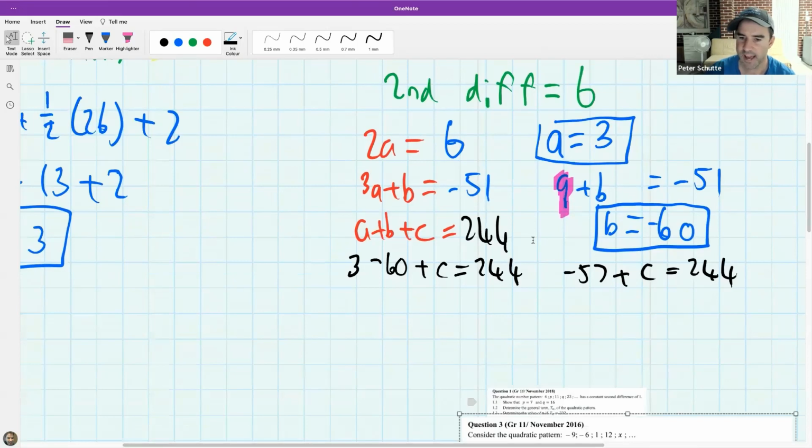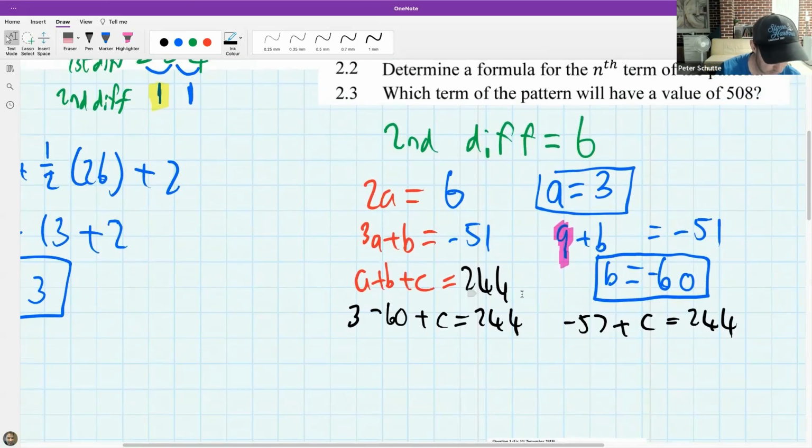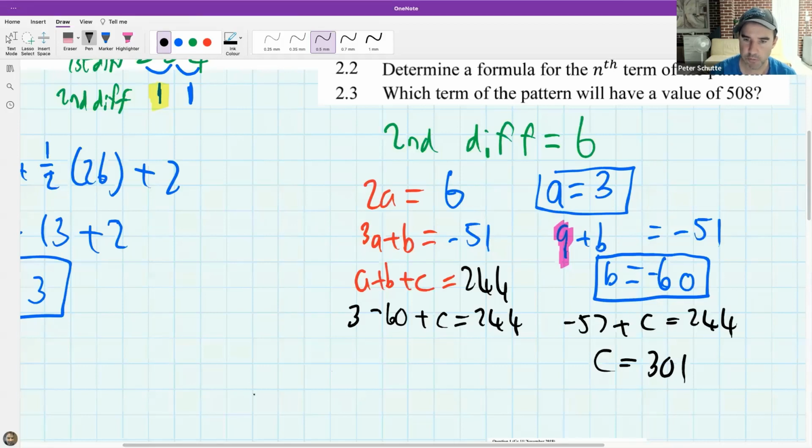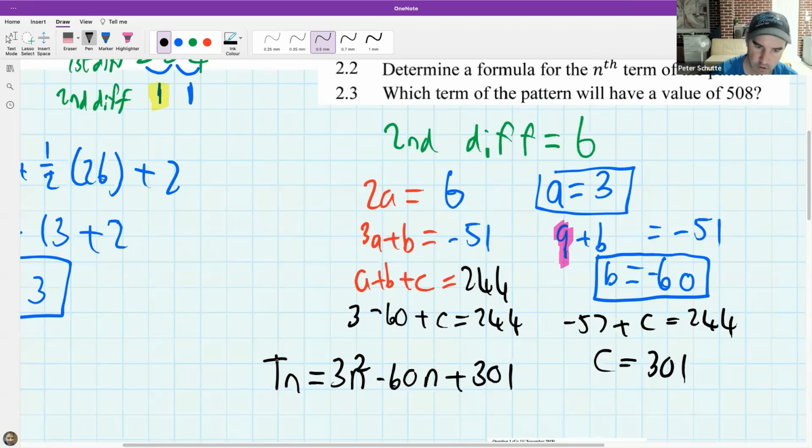Okay, and so I'm going to add 57 to both sides. If I add 57 to both sides, I get 244 plus 57, which is 301. And so my general term formula should be Tn is 3n squared minus 60n plus 301.